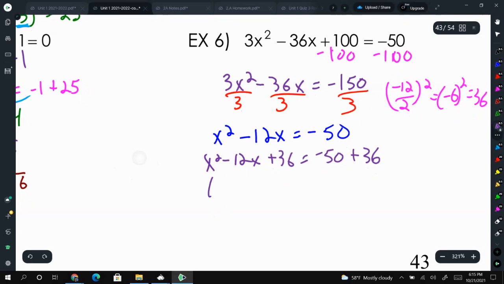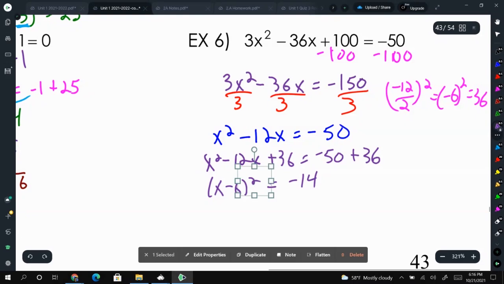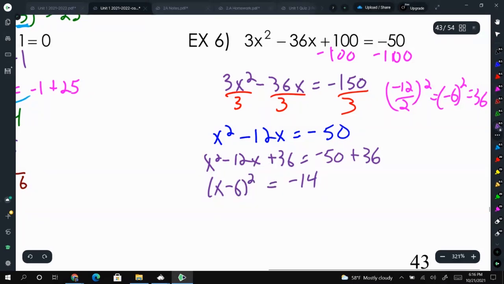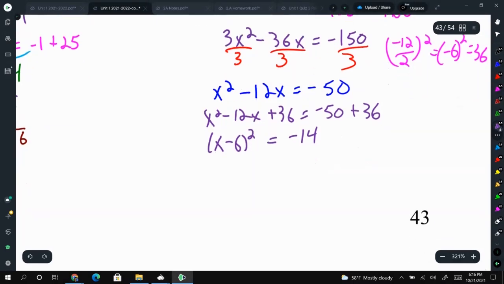Then on the left side is going to be x minus 6 squared, and on the right side, negative 14. Now, you're going to notice that we're going to take the square root here, and if you try to use your calculator, you're going to get a wrong answer. It's going to tell you that there's no real solution, and they're right. There is no real solution. But because we know the imaginary number, i, we can go forward.